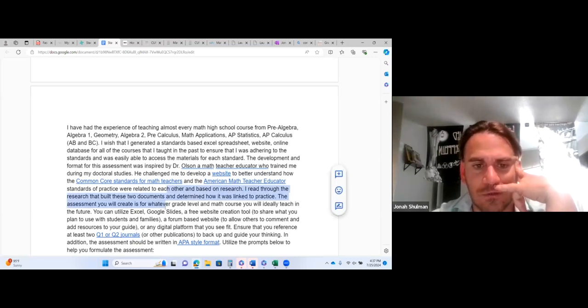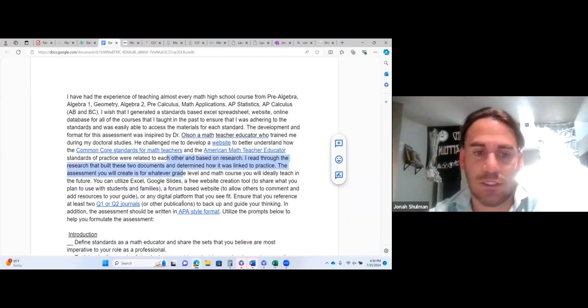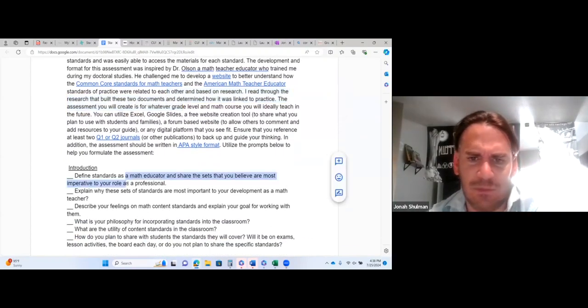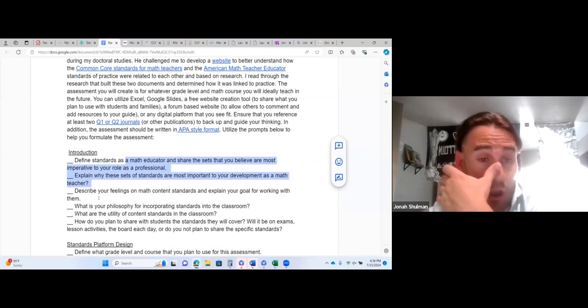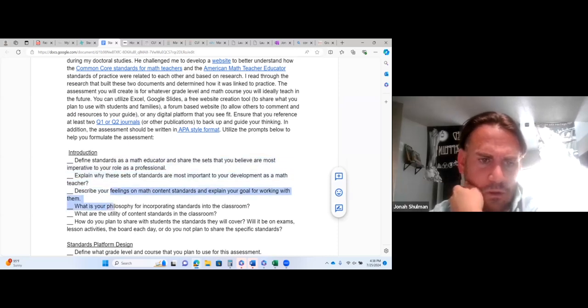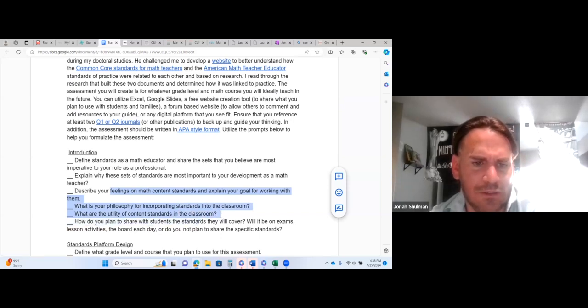So this one is like you can make it in Excel, a Google Slides, a free website where you are actually putting all the standards together. So that's your goal. That's what this assessment is. So you have to define standards as a math educator and as your role as a professional, explain why these sets of standards are most important to your development as a math teacher. So describe your feelings on math content standards. So you have to see which ones that are there for you, what's your philosophy on incorporating standards in the classroom, what are the utilities of the standards, and how do you plan to share the standards with students?